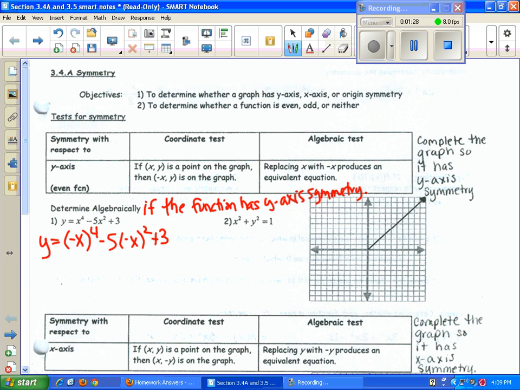When I do that, if I simplify my equation, now I get y is equal to negative x to the fourth power, which would take care of that negative, so it's really equal to x to the fourth power, so that's the same. And then the negative x squared, again, a negative number squared or to an even power is going to end up being positive, so that gives us 5 minus 5x and then plus 3. Notice that this equation here is the same as my beginning equation. Because of that, I would say, yes, it has y-axis symmetry.